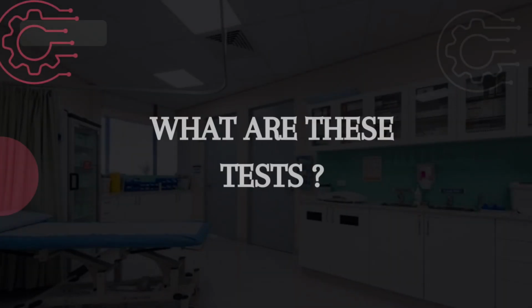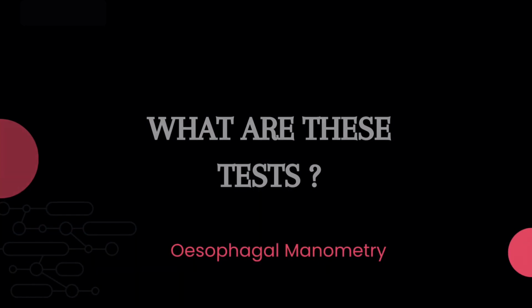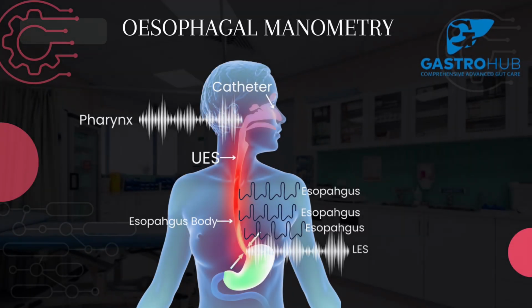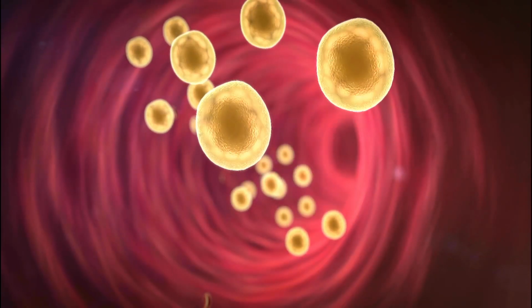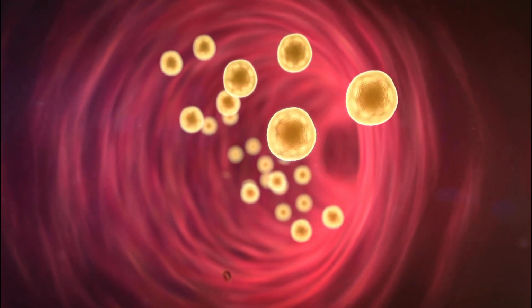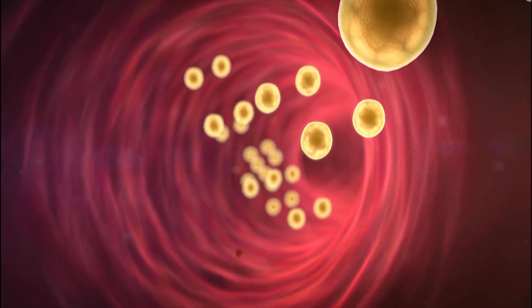The next test is called esophageal manometry. This test measures the rhythmic muscle contractions in the esophagus while swallowing. It will also tell us the coordination and the forces exerted by the muscles of the esophagus.